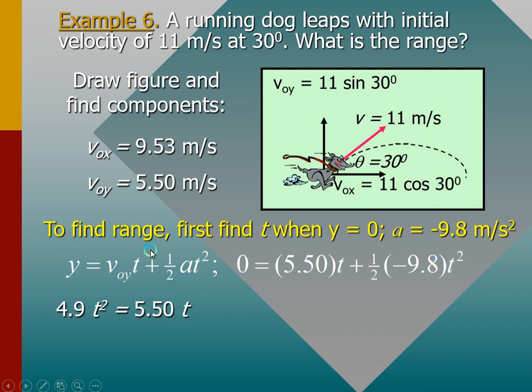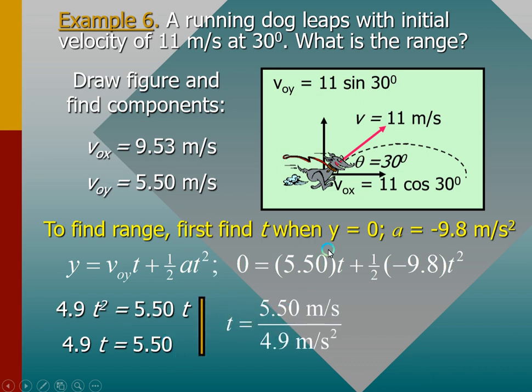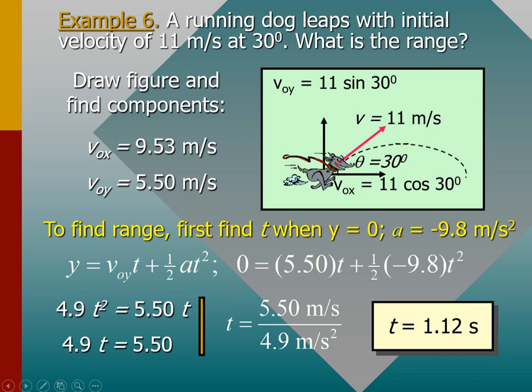So we do the same. You can factor or use the quadratic equation, but this one will be easier. This is not applicable if we are using mathematical rules, but it works if this is the process we use. You divide both sides by t. So, 4.9 t is equal to 5.5. Next, our time will be equal to 1.12 seconds. This is what we will use to get our range.